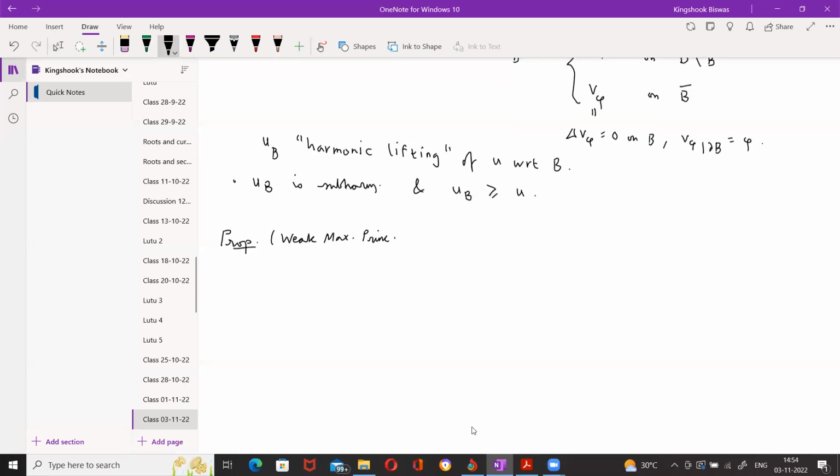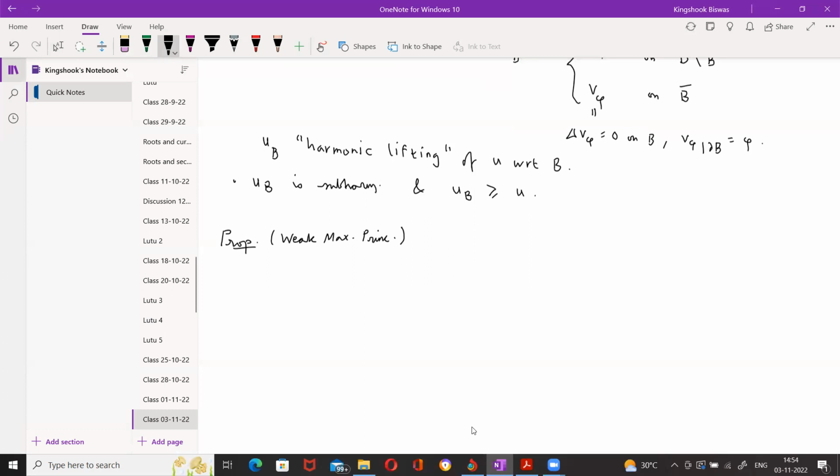So you'll find this in, let's say, the book of Evans or also in Gilbert and Trudinger. But this proof is simple, so I can do this proof quickly. The proof of the strong maximum principle is actually much harder. That needs a good bit more of work. So the weak maximum principle is much simpler. Okay, so let's try and do this.